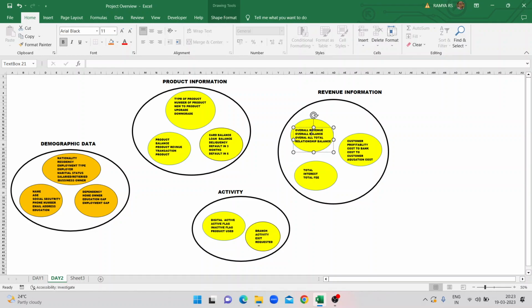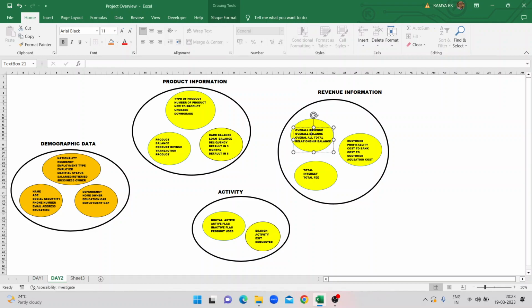Then what is the overall total relationship balance? As I informed, different banks have different sets of limits that the customer should maintain. Let's say 10k, let's say 5k, let's say 2k of minimum balance. If you're not able to maintain that balance, a certain amount of money is deducted from the account, right? So that is the total relationship balance.